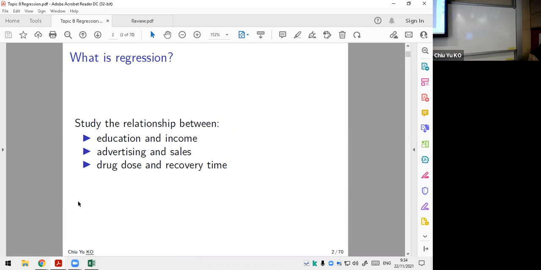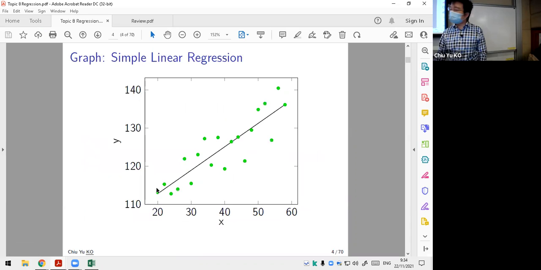Again, what's regression? Regression is basically trying to draw a line on a scatter plot. The scatter plot represents how 2 numerical variables are related, say income and education, or drug dose and recovery time, and so on and so forth. Basically, it's a 2-dimensional graph.